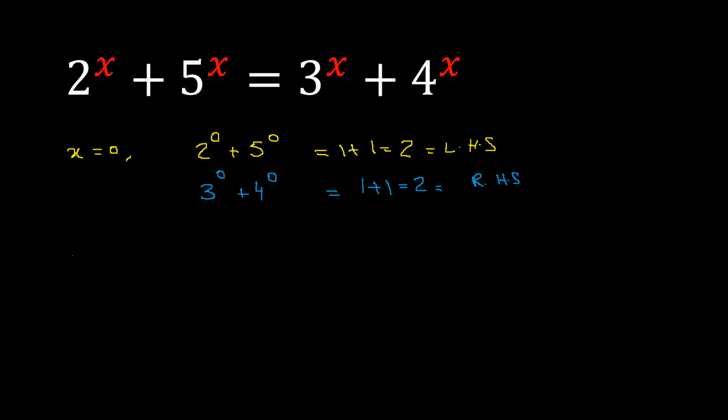Now if we plug x equals 1 in it, then we get 2 raised to power 1 plus 5 raised to power 1, which makes it 7. And similarly this is equal to 3 raised to power 1 plus 4 raised to power 1. Thus x equals 1 is also a solution for this equation. But the question is, is there any other solution for this equation other than 0 and 1? To show that there is no other solution for such kind of equation, we use the mean value theorem.